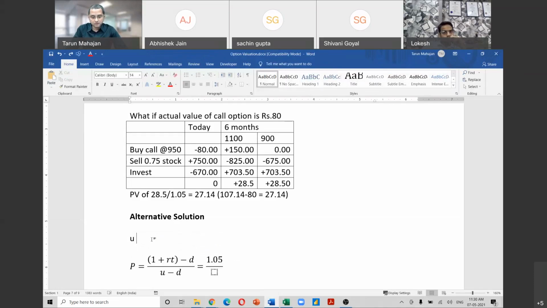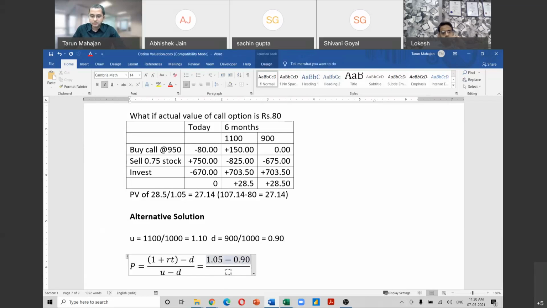So the upside factor: 1100 has become the upside price, so 1100 by 1000 is 1.10. And downside factor is 900 divided by 1000, so that is 0.90. So upside factor is 1.10 and downside factor is 0.90. So this actually becomes 1.05 minus 0.90, which is 0.15, divided by 0.20. Am I right? 0.75.